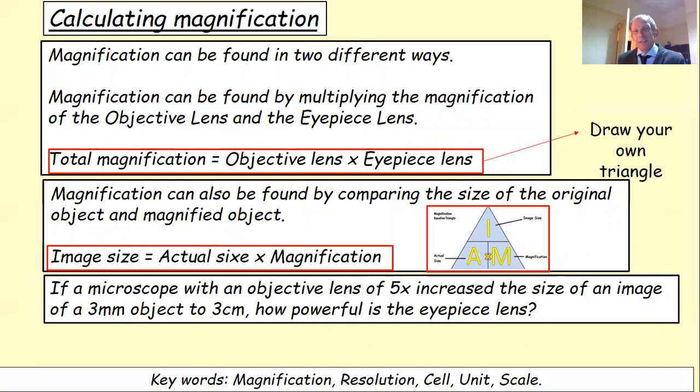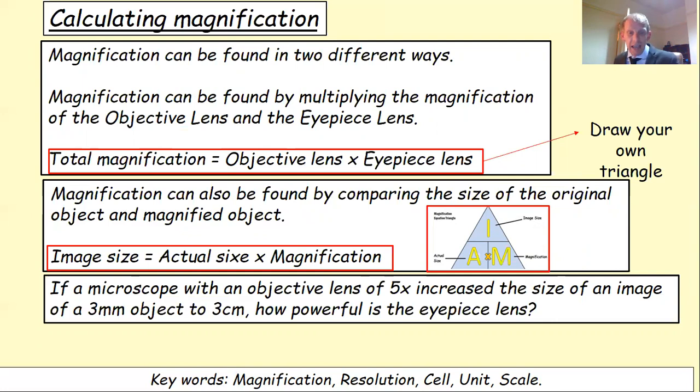Now, magnification can be calculated effectively in 2 ways. If you're using a light microscope, you can calculate the magnification by multiplying the magnification of the objective lens and the eyepiece lens. So the total magnification is equal to the objective lens times the eyepiece lens. For example, if you had an objective lens of times 10 and an eyepiece lens also of times 10, the total magnification that you would expect when you look down the microscope would be 100 times. That's 10 times 10, giving you 100, and it's 100 times magnified.